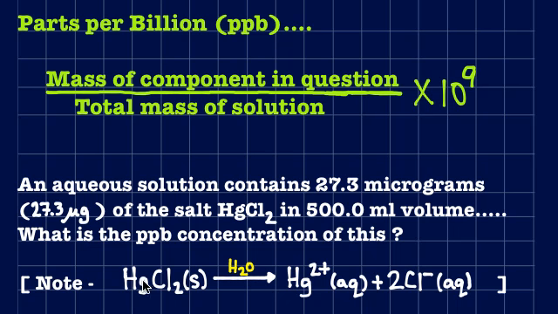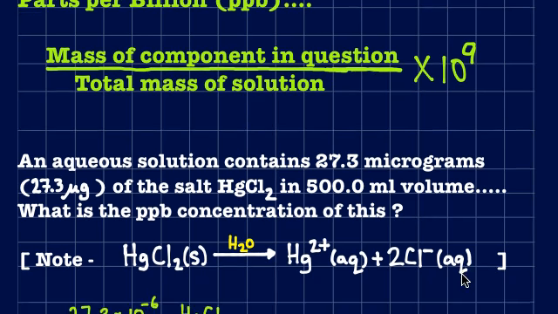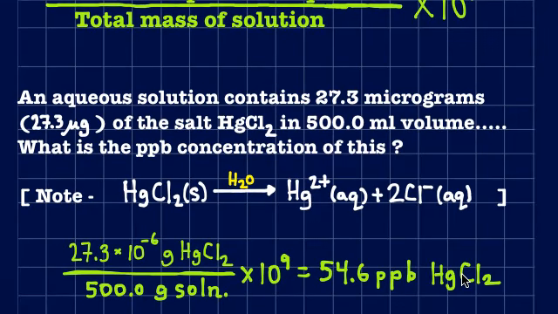I wrote out the equation here where the mercury chloride salt is slightly soluble in water. Well, the numbers I had were 27.3 micrograms. I might get that in grams, just like I have the denominator in grams. A 500 milliliter solution is so watered down it's very close to just pure water, so 500 milliliters, 500 grams. Divide those two. That's 27.3 times 10 to the negative 6, divided by 500, in other words, 0.0000273 grams divided by 500 times a billion gives me 54.6 part per billion.